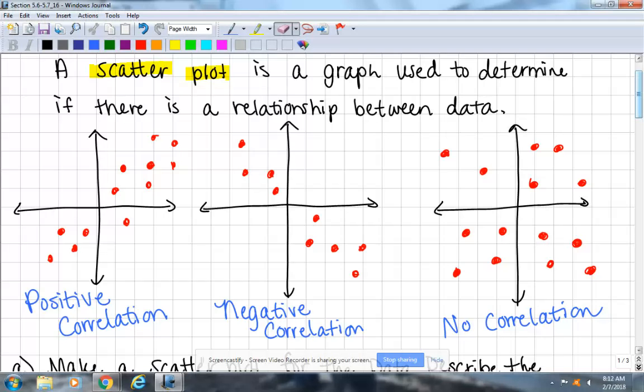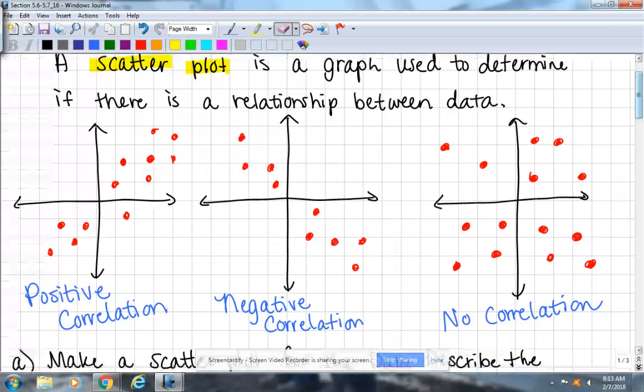So does that make sense for all three of those? Positive goes up, negative goes down. All over the place is no correlation. Yes, sir. What if you end up having like 2 outliers? Can you throw that off? Outliers can throw your correlation off. Yes. But if you just have like one outlier, kind of ignore it. Because outliers do happen. Big time. All right.